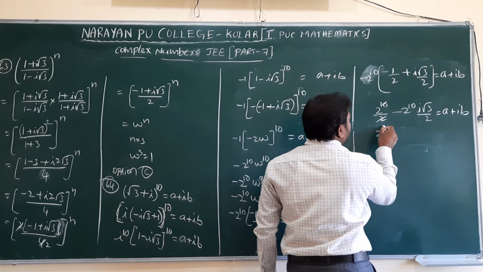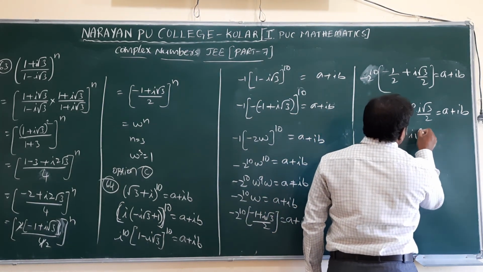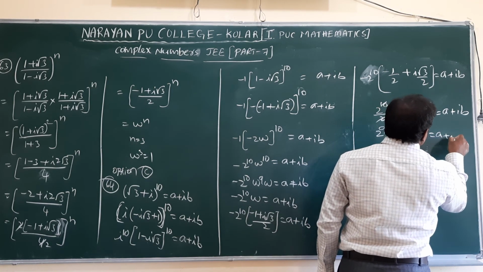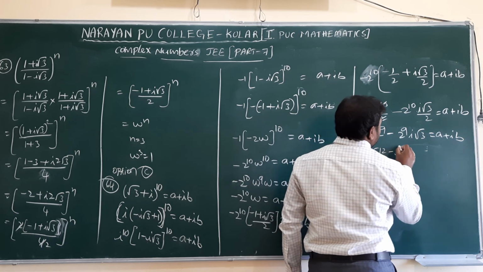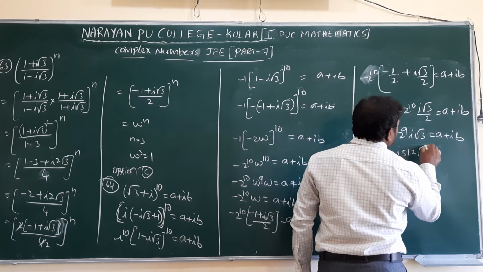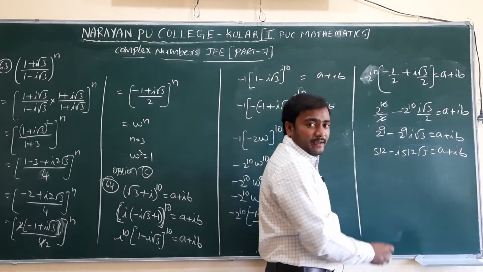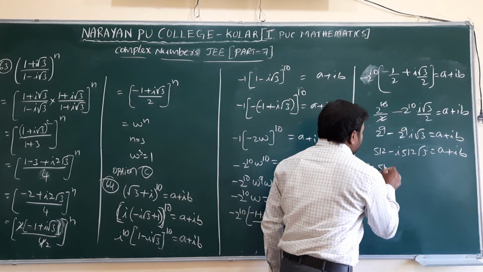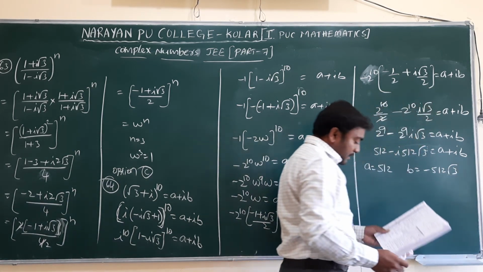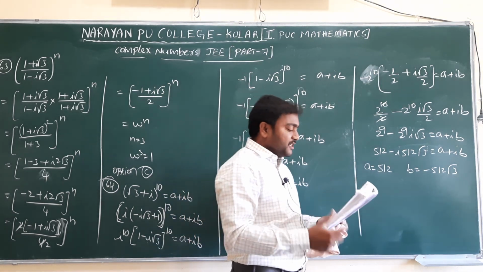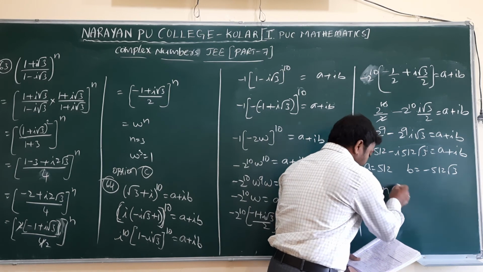Here we get 2 power 9 minus, here also 2 power 9 into i root 3 is equal to a plus ib. 2 power 9 value 512, they have given the option here only, so 512 minus i into 512 into root 3 is equal to a plus ib. You have to compare the values of a and b. A value here is 512, b value is minus 512 into root 3. Here the option C is the correct option.